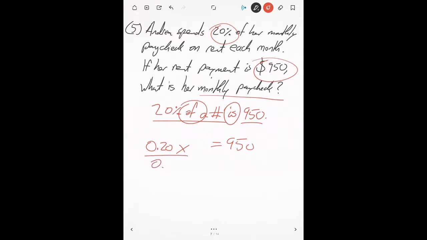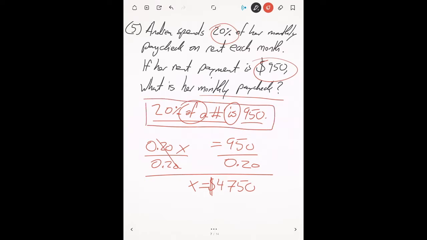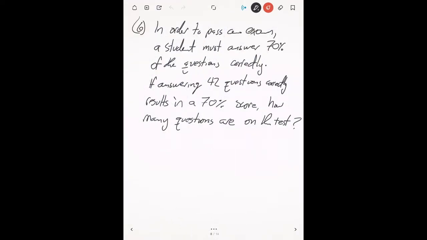So let's divide both sides by 0.20, or 0.2, and we get X equals $4,750. That should be how much money Andrea is making in a month. So then 20% of that is going to be $950. Hopefully these quantities are starting to make sense and that you're getting more comfortable taking something complicated and turning it into a much simpler sentence.